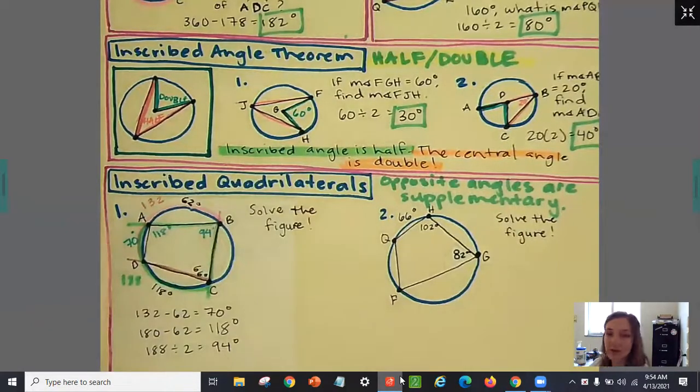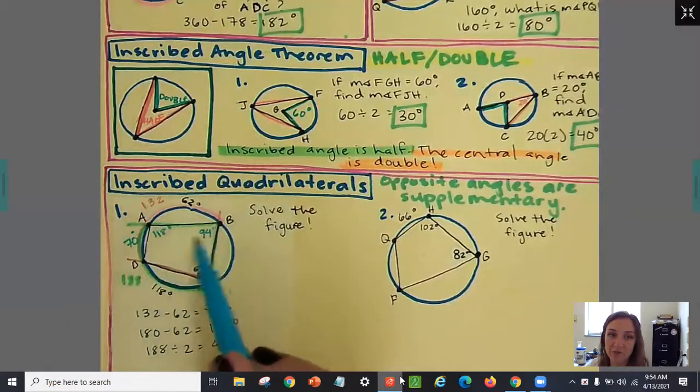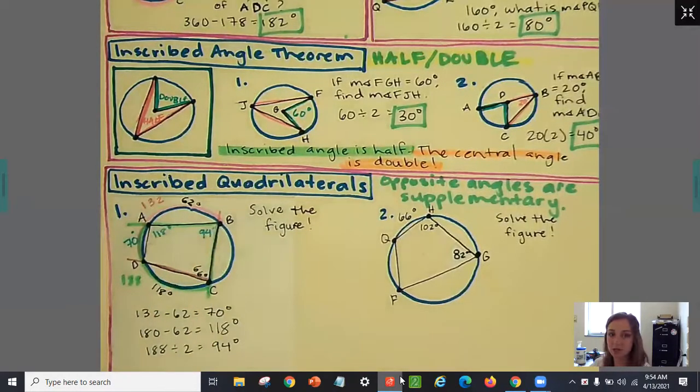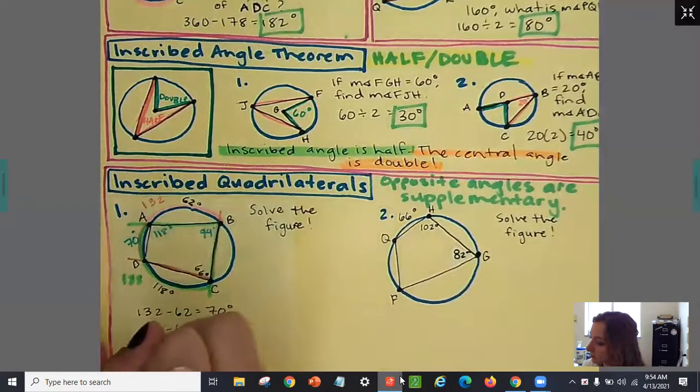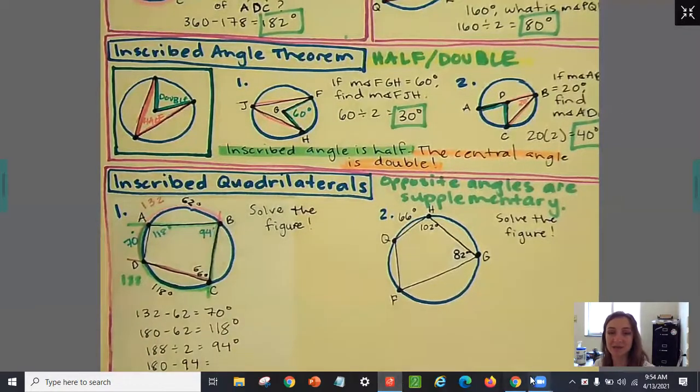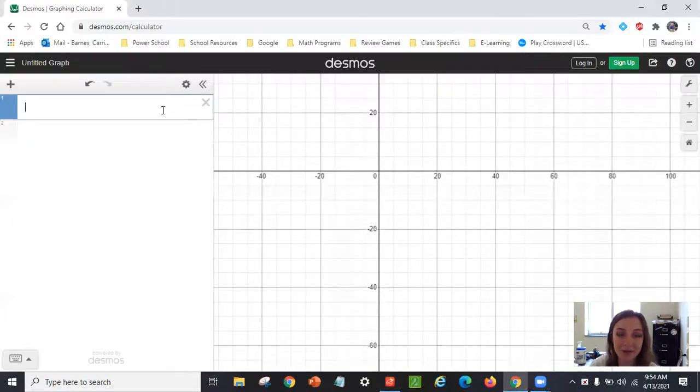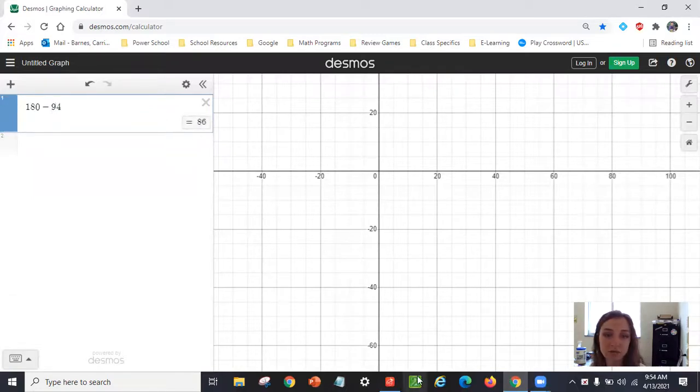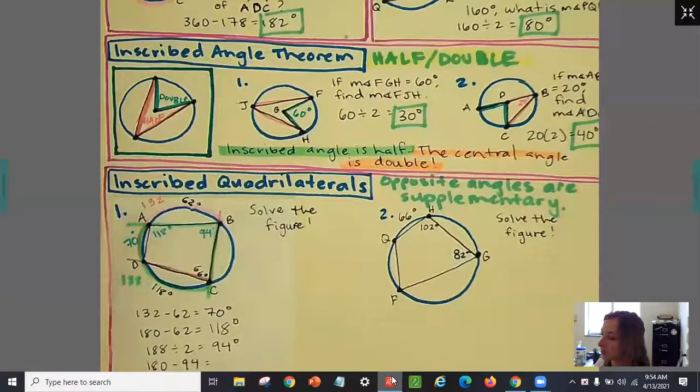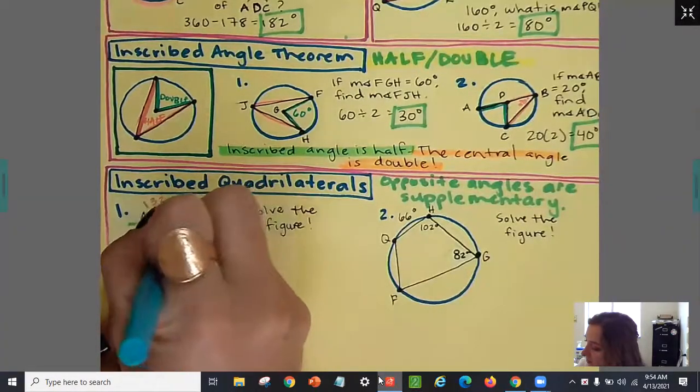All right, now we can use the fact that the angles opposite of each other add up to 180. So we're going to do 180 minus 94. Okay, and let's just go type this. I'm struggling with my mental math here. 180 minus 94, that's going to give us 86. So this angle right here is going to be 86 degrees.